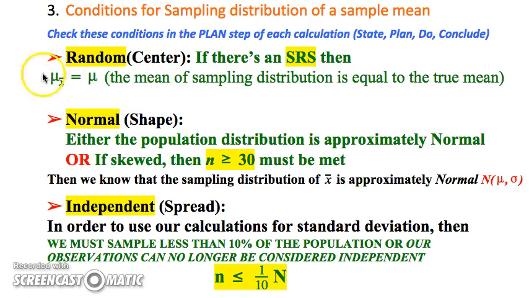And that is what this symbol means. The average of my sampling distribution equals the true value, the true parameter that we want to estimate. Again, that's our goal with all this. We're trying to find out something true about the population without actually having to ask everybody.